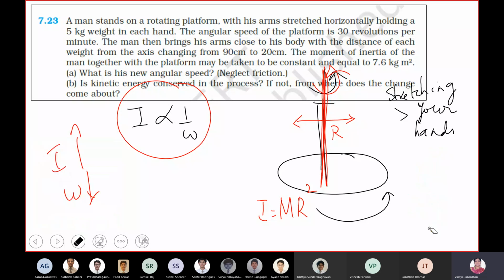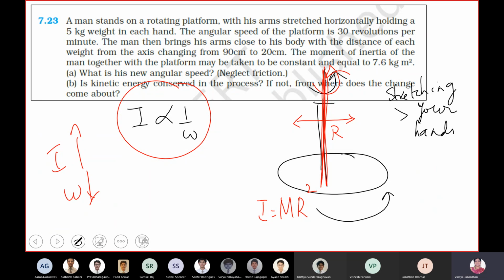Ma'am, but one question, how can a body rotate without torque? This condition is applicable only when torque is 0. No, the body is already rotating. Once the body is under rotation, you're not applying an additional external torque. Yes ma'am, but to start rotating, we need torque, right?